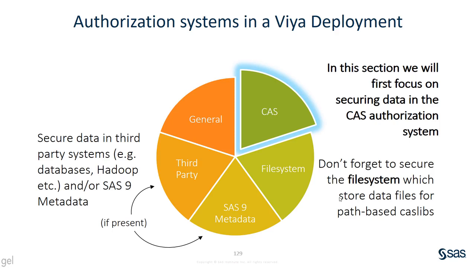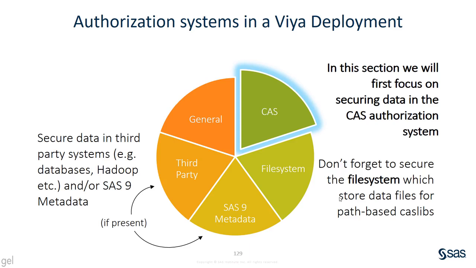So our diagram that we've seen already of the 5 different authorization systems we need to be aware of. We talked about the general authorization system to do folders and content. In 9.4 we had one authorization system within the software. In VIA it's a little different. We have the general authorization system for folders and content, and then the CAS authorization system for data. So they're split. And that's what we're going to look at now.